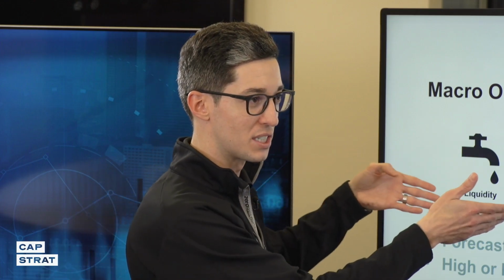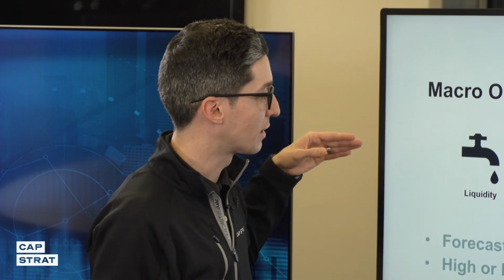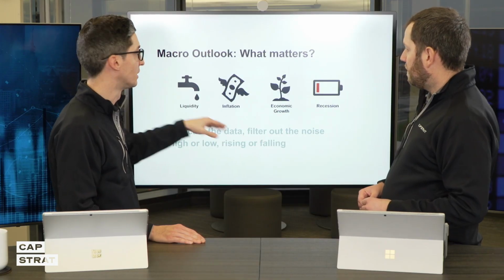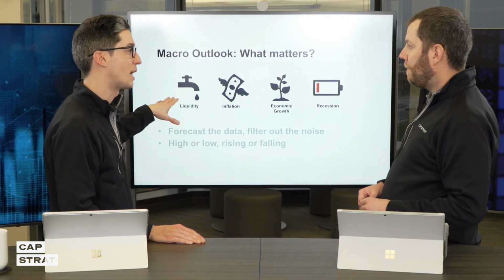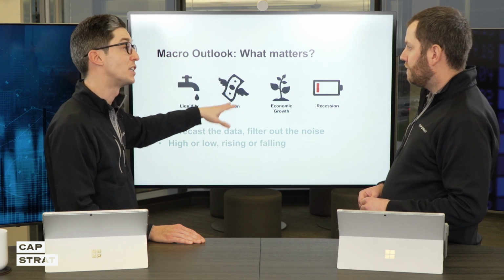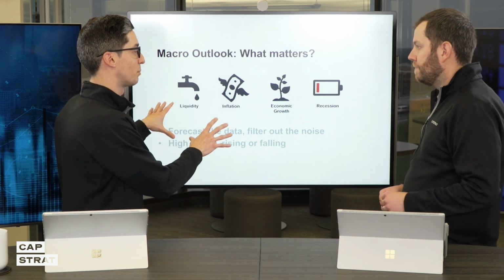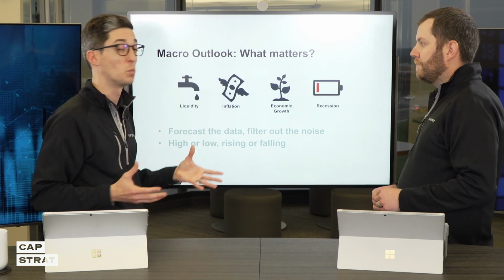Look, everything that happens in the world, we filter through this lens. And we think, let's just forecast these variables, take every event that happens, see it for what it is, forecast the data, filter out the noise, and create regimes. Is liquidity high, low, rising, or falling? Inflation, high, low, rising, or falling, etc. Yep. Those different regimes have different implications for the asset classes you want to own.